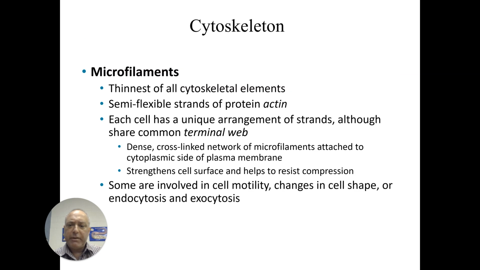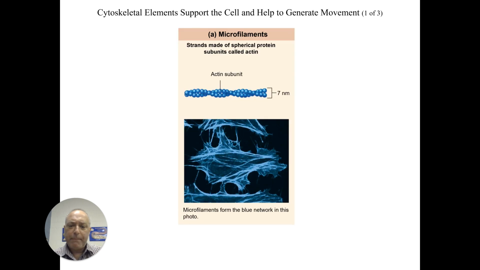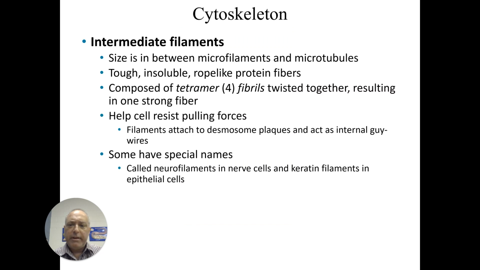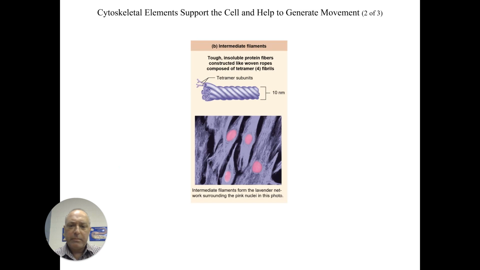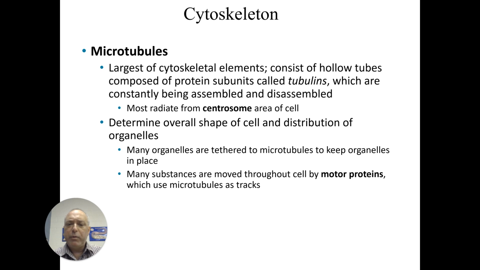So there are microfilaments, which are the thinnest of all the cytoskeleton. These are mainly strands of actin. Here you go, just a picture of some. Intermediate filaments are a little bit larger, and these are fibrils. So they're tetramers twisted together in one strong fiber. These are very tough. And then you have microtubules, which are the largest.